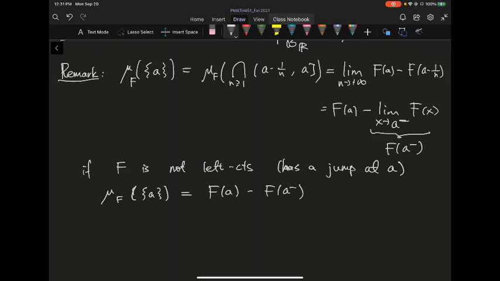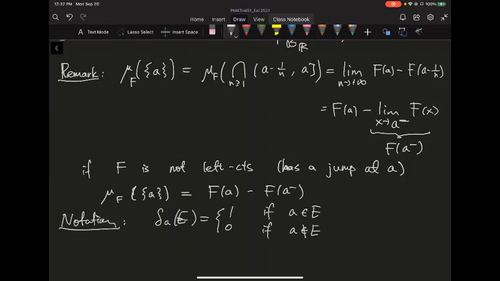So let's start with some notation. Let's use delta_a, defined on a set E, to be either 1 or 0 depending on whether a is inside this E or not. If it's in there, you return a 1, and if it's not in there, you return a 0. This is called the Dirac measure centered at the point a, and you can define it on the entire power set of X. We only care about it as a Borel measure. Of course it's a Borel measure.